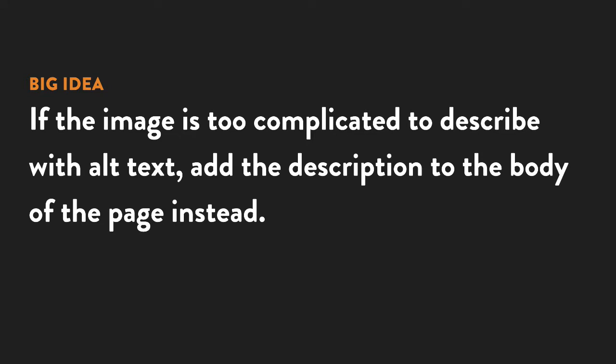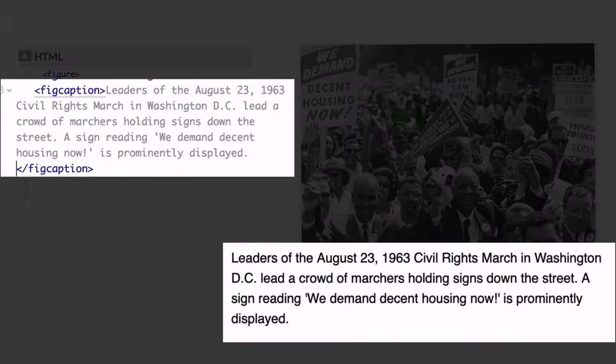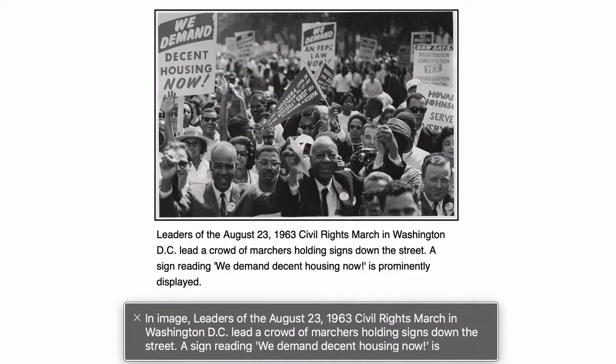Sometimes you'll have an image that's too complicated to describe with alt text. In that case, you should add the text and other information in the body of the page. If something is important enough to include in an image, it's important enough to ensure that everyone can access that information, so don't leave anything out. In image, leaders of the August 23, 1963 Civil Rights March in Washington, D.C. lead a crowd of marchers holding signs down the street. A sign reading, "We demand decent housing now," is prominently displayed.